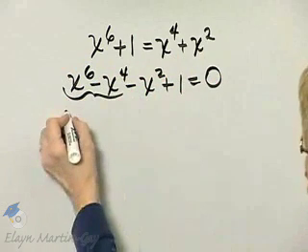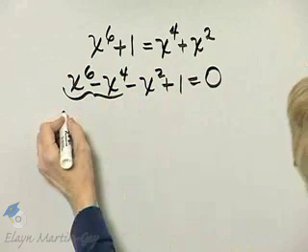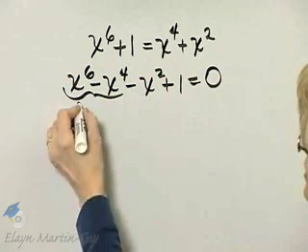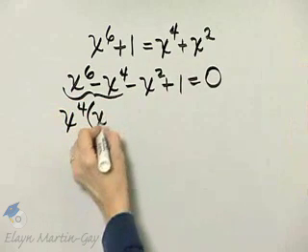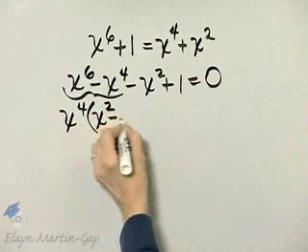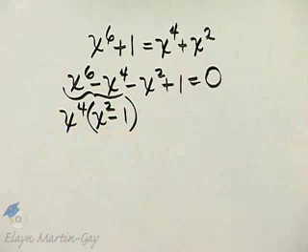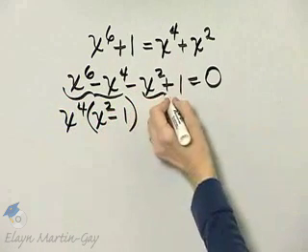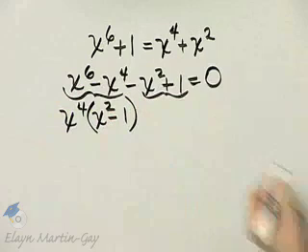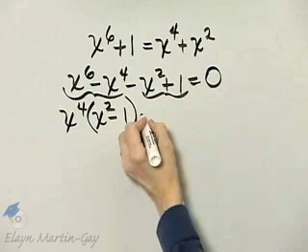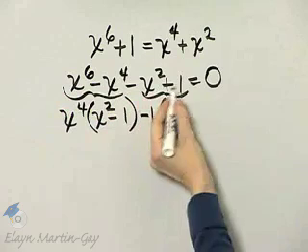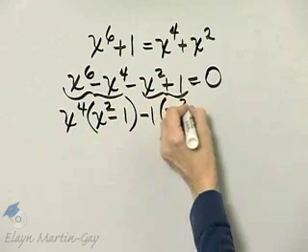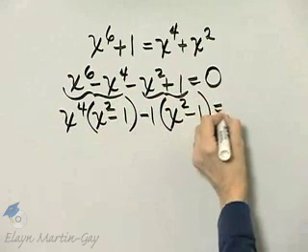In these 2 terms, I have a common factor of x to the 4th. If I factor it out, I have left x squared minus 1. What about in these 2 terms? Well, let's see. I can factor out a -1, and if I do so, notice I'll have x squared minus 1 left. X squared minus 1.